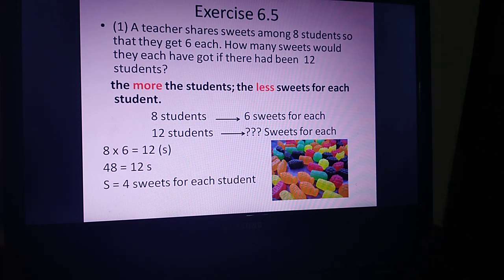Does it make sense? Yes, it does. لأنه لازم عدد الكاندي اللي بده يكون حصة كل طالب يصير أقل من 6, which is 4. Good job.